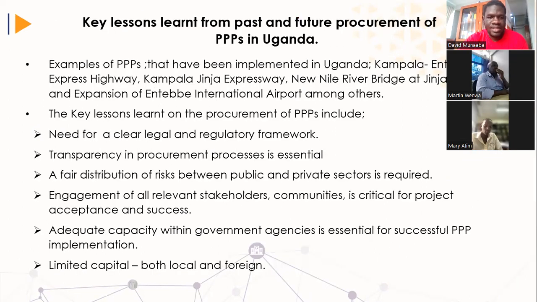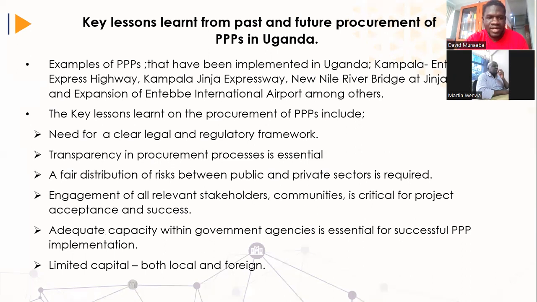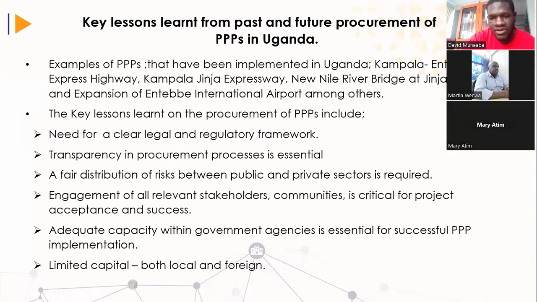We have also looked at some key lessons learned, challenges, and way forward for PPPs in Uganda, having looked at the different projects that have been implemented, including the Kampala Express Highway, Kampala-Jinja Express Highway, the New Nile River Bridge, among others. And from here, the key lessons learned include the need for a clear legal and regulatory framework, which needs to be improved; the need for transparency in the procurement process to make it more competitive; a fair distribution of risks between public and private sectors is required if the PPP arrangement is to be effective.